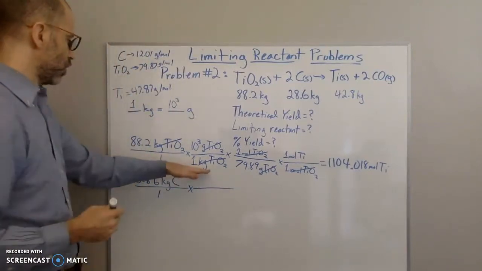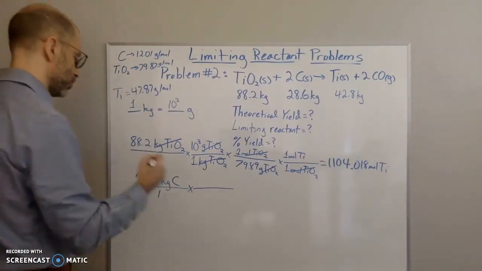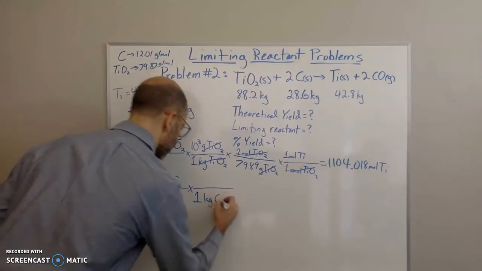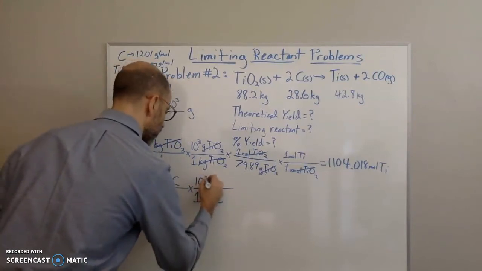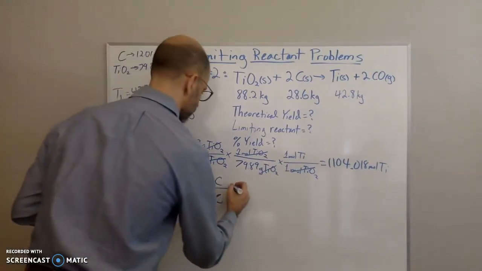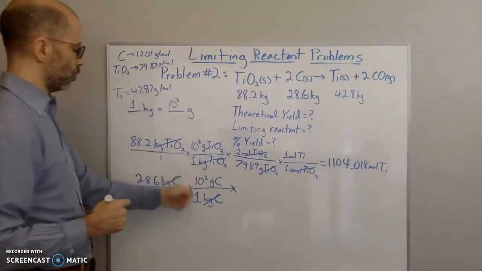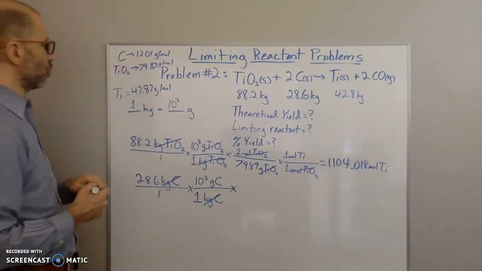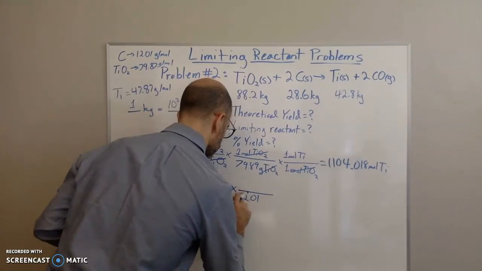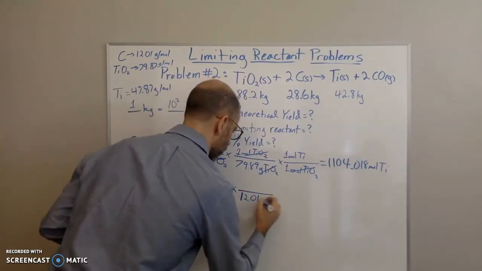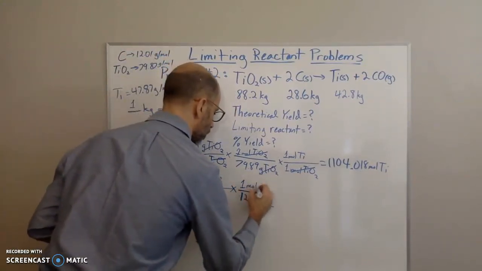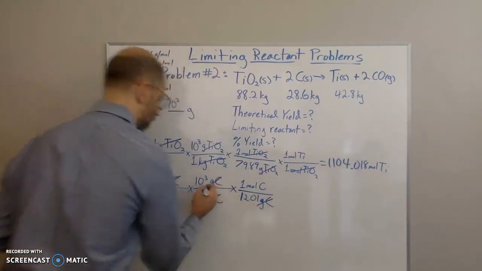First step again is convert kilograms to grams. So I'm going to use the same conversion factor. So 1 kilogram of carbon on the bottom, 10 to the third grams of carbon on top. Kilograms of carbon cancel out. Next, I'm going to use the molar mass of carbon, which is here, so 12.01. So 12.01 grams of carbon on the bottom, 1 mole of carbon on top, so grams of carbon cancels out.